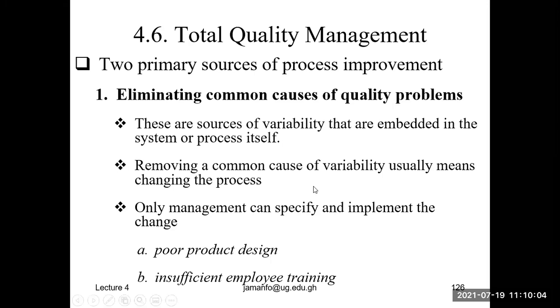So, changing the whole process to reduce variability. Can you see? They're embedded in the system or process. Because it is embedded in it, it is difficult to take that source and resolve the problem. You can only resolve the problem by changing the whole process.